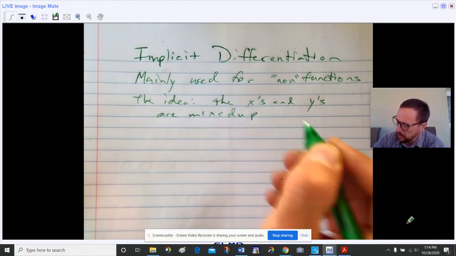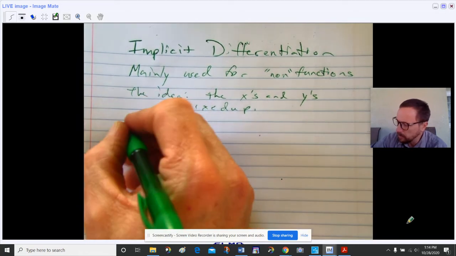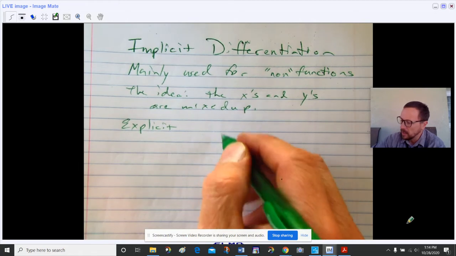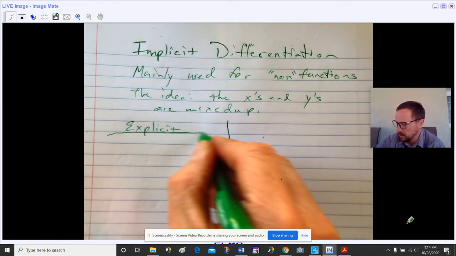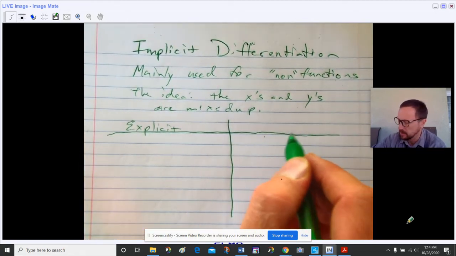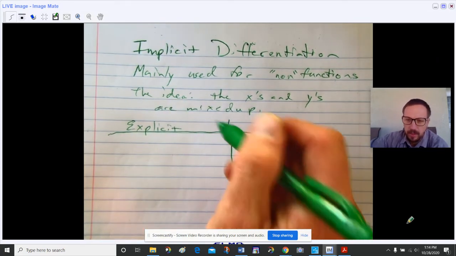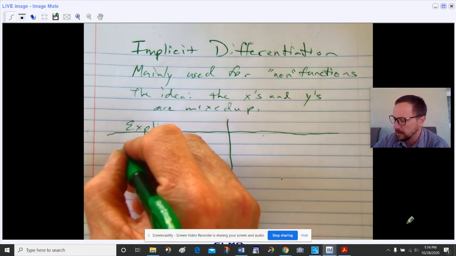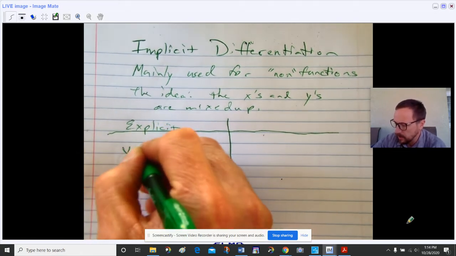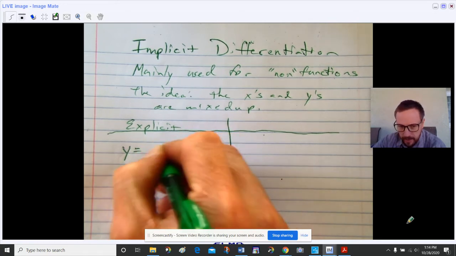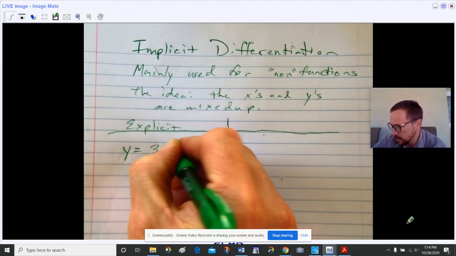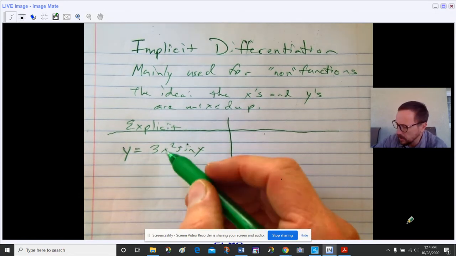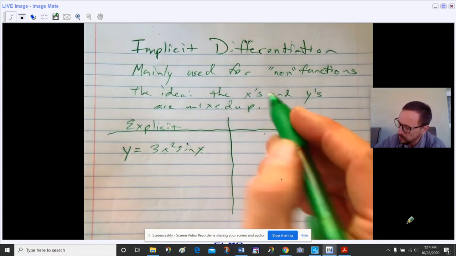What I mean by that is, what we've been doing has been called explicit differentiation, not like the so-called music that y'all listen to, but explicit is the way. What it means is that y is written and there's only x on one side, like y equals 3x squared sine of x. This is an explicit function.